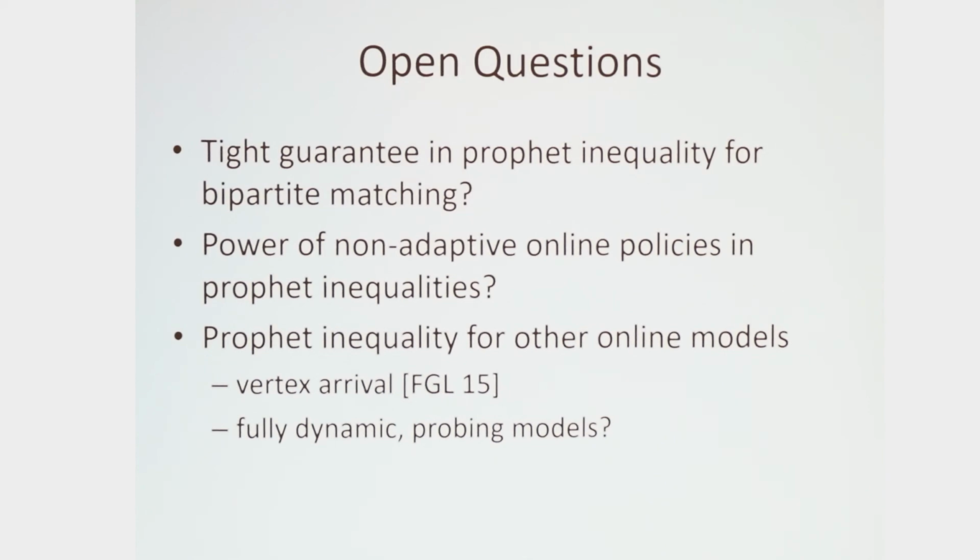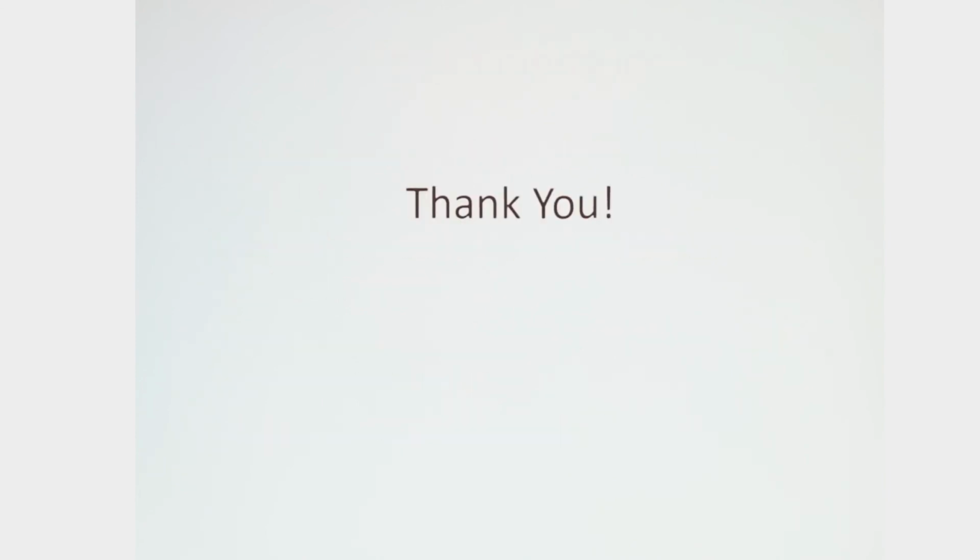And finally, to study other online models, because the profit inequality usually looks at elements arriving one by one, but we can look at many other online settings where maybe a vertex arrives and we see many edges, or we do probing models where we actually look at the edges. Okay, that's all I have.